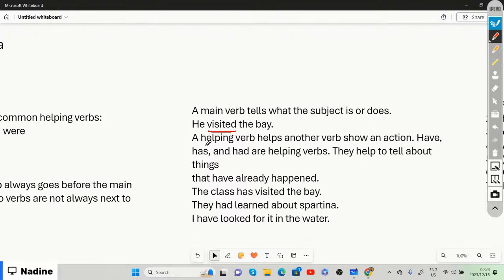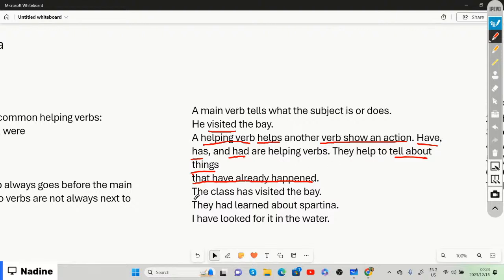And then a helping verb helps another verb by showing an action. It can be words like have, has, and had, like we made mention earlier on. These helping verbs help to tell about things that have already happened. For example, I'm going to use two different colors again, one to show the main verb and one to show the helping verb.